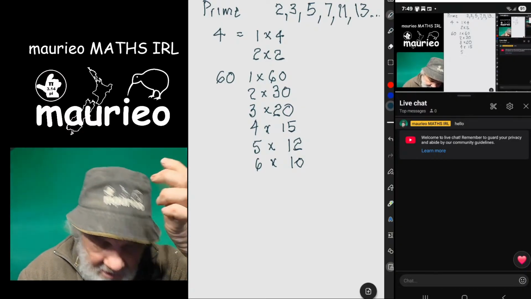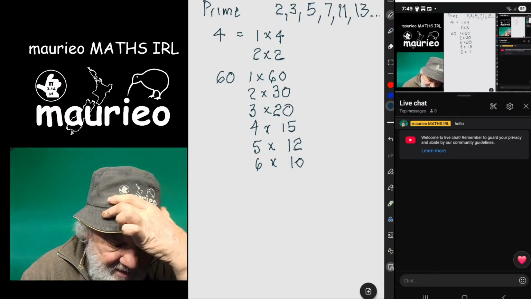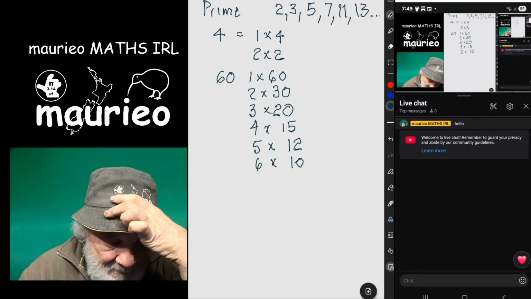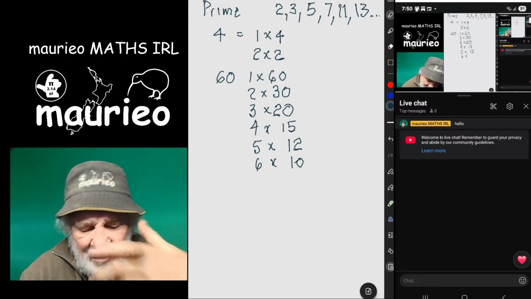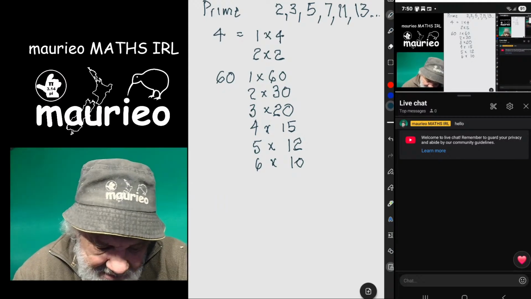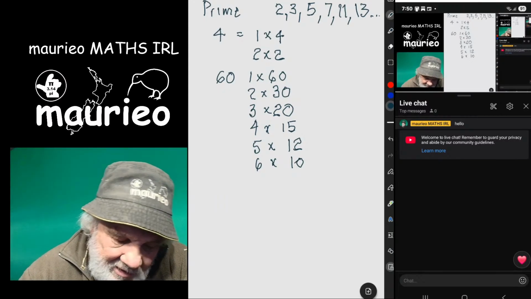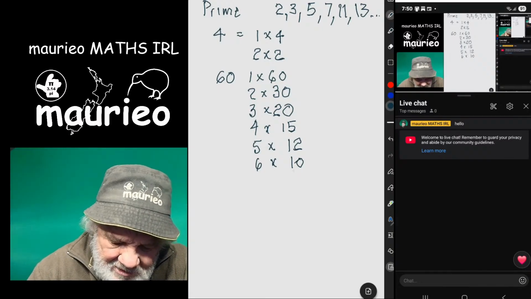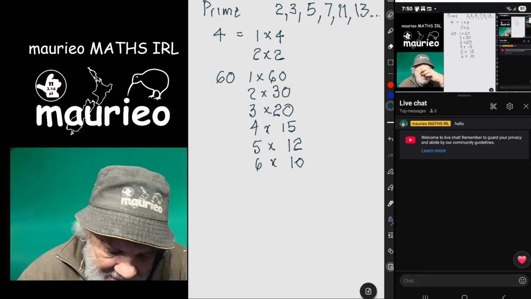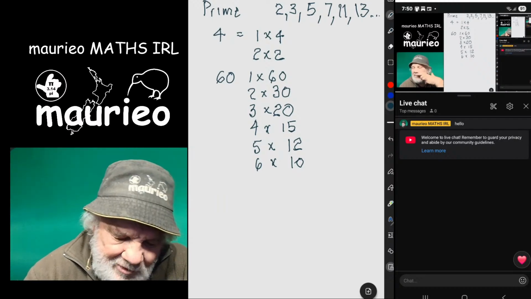7 goes into 60. 7 eights are 56. 8 doesn't go into 60 exactly. And 9, and so on. So these are all the different factors of 60. And we can write it as a product of primes, which is a different thing.